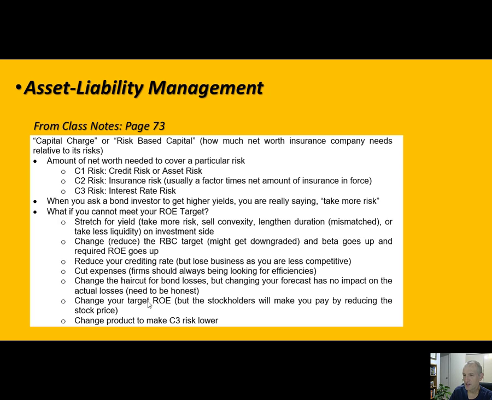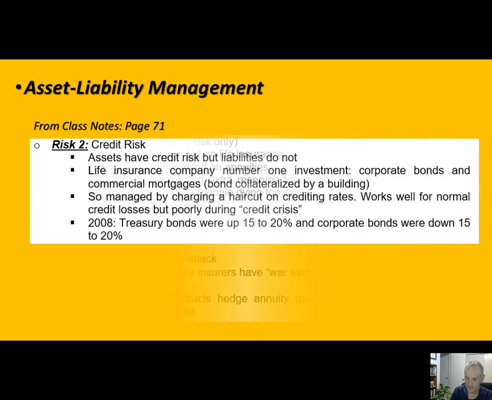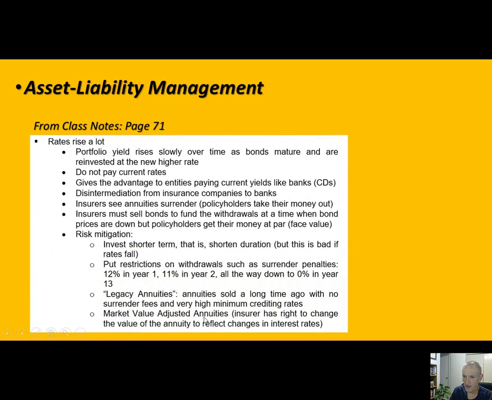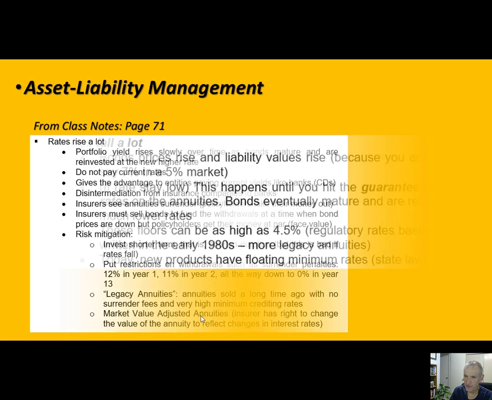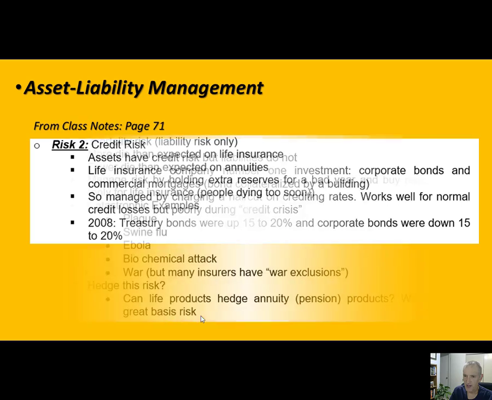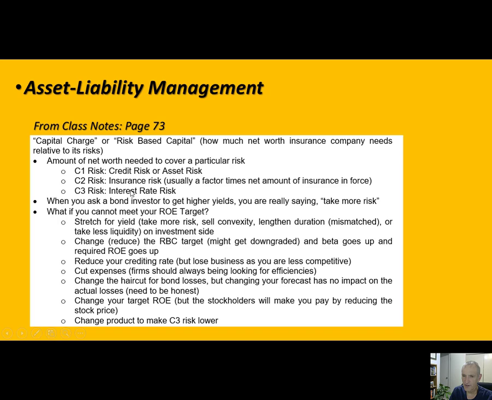Or you can change the product itself. We talked about it earlier, way back up here: market value adjusted annuities. If you had that type of protection, then your C3 charge, which is the interest rate risk charge, would be lower. With high C3 risk, you could change the product to give yourself more protection, and then you could definitely get the same ROE. The problem is the product may not be as competitive then. Your customers may not like that restriction.